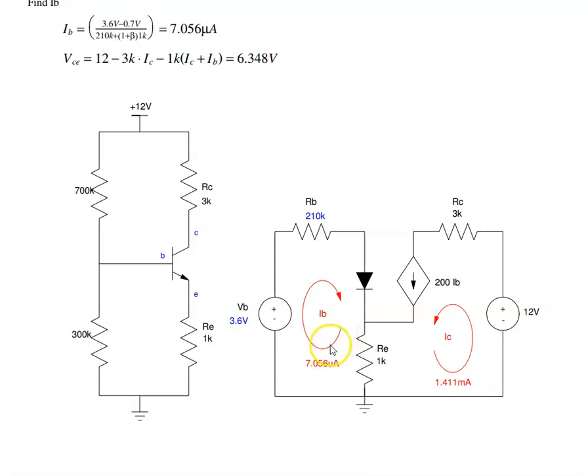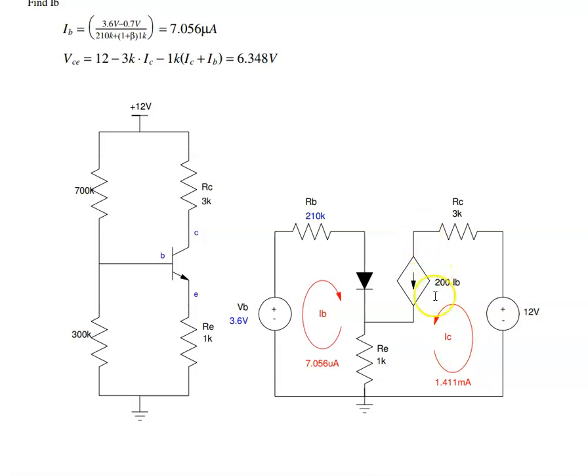To analyze it, the base current comes from my loop equation: minus 3.6 plus IB RB plus 0.7 plus RE times (IB plus IC) equals 0. Solving, the base current has 3.6 minus 0.7 volts in the numerator. The resistance is 210K plus (1 plus beta) times RE. That's IB plus IC, and IC is beta IB. That gives you 7 microamps. Times 200, IC is 1.4 milliamps.